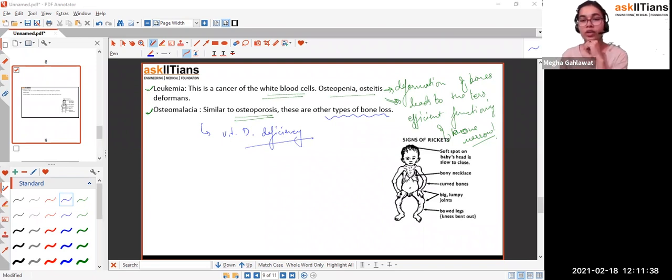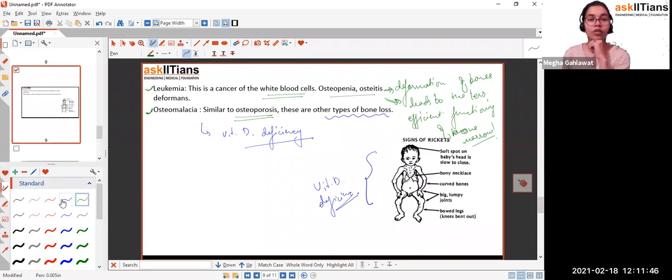Rickets, as you can see right here, is also a vitamin D deficiency disease. For this also, you'll have to take a lot of supplements. You can see the different kinds of symptoms. The soft spot is found on the head, and the bony necklace, the bones right here, are going to be malformed and not properly strong. You can see the big lumpy joints because there is no proper calcium or vitamin D for the proper formation or working of the bones. So the bones will start to swell due to the pain, and both legs, obviously the knees, will bend down because they won't have any strength of their own.